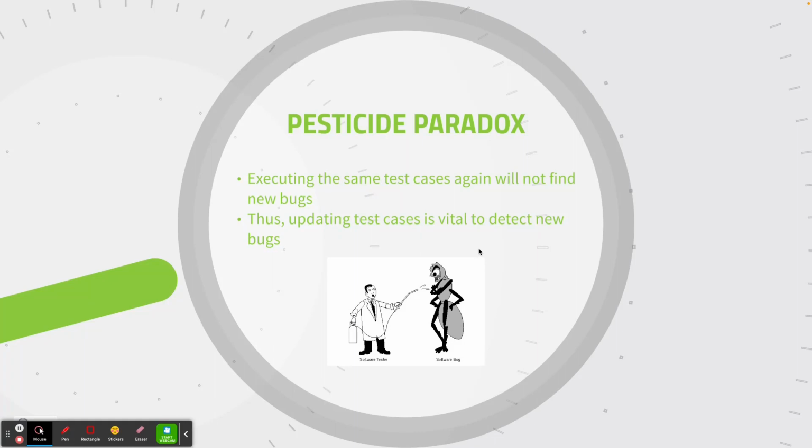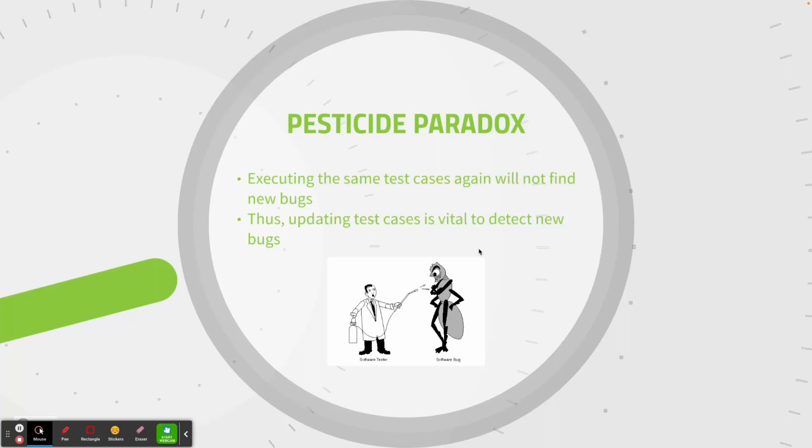Now, if you plan to rerun those test cases, you'll not find new bugs with the old test cases, which is obvious if you think about it. If you keep on finding bugs in the same manner again and again, of course you'll end up finding the same bugs. So it is very critical that you keep on updating the test cases to detect new bugs. That is pesticide paradox.